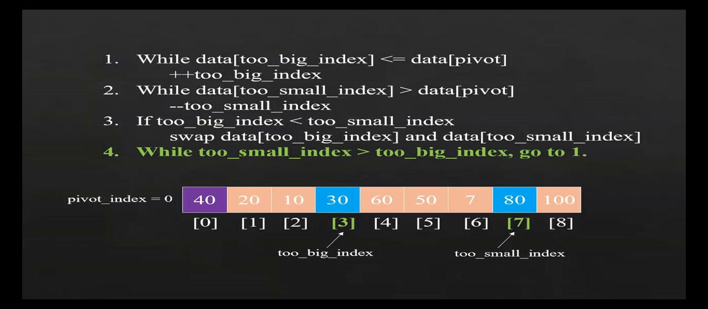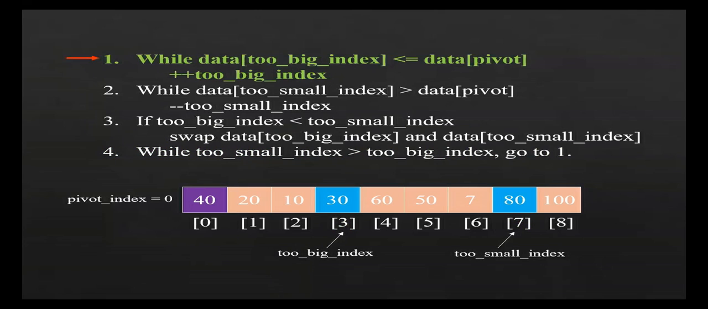Now we'll repeat our operations until the left side index is no longer smaller than the right side index. This condition is true, so we go back to step one. Again we start left traversing, from left to right, and after stopping, we start again from right to left.